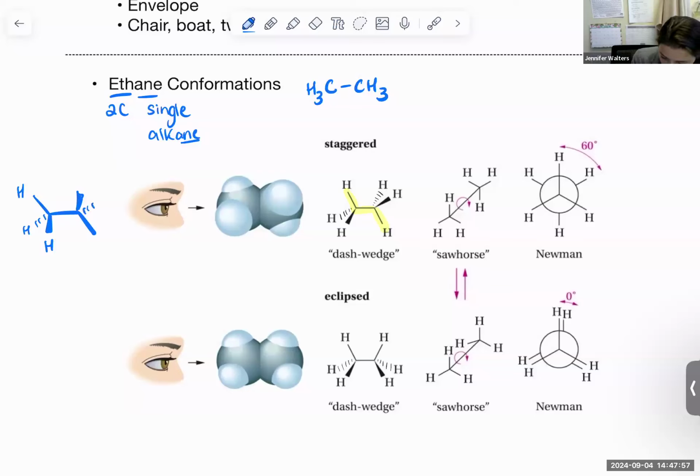And whether you put the wedge or the dash on either the left or the right side doesn't matter, because really they're actually on top of each other. It's just that I can't draw it on top of each other and still have it be clear. So we show them slightly offset in order to make it easier to see.